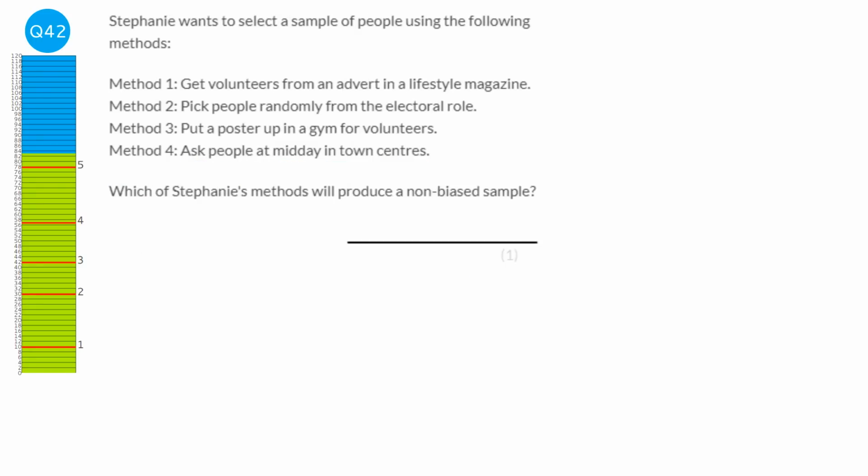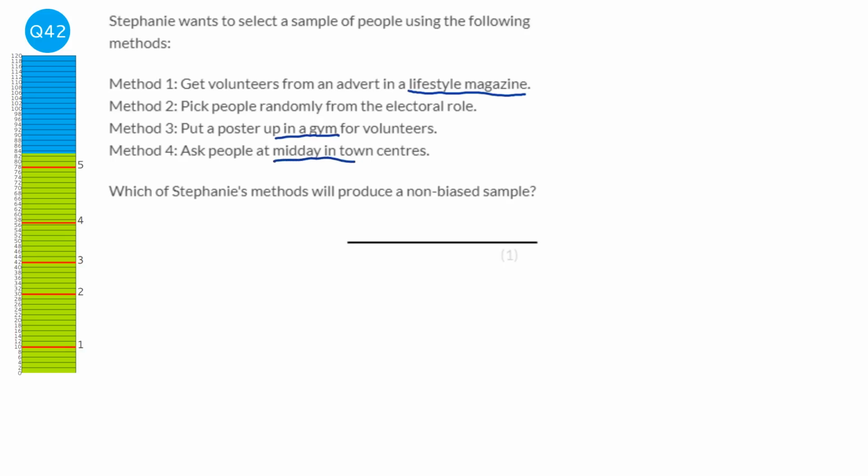When finding a sample of people, you want everyone in the population to have an equal chance of being picked. So in method 1, the fact in a lifestyle magazine might bias the people reading it, because there's groups of people that don't read lifestyle magazines. A poster up in the gym, again, there's groups of people who don't go to the gym.